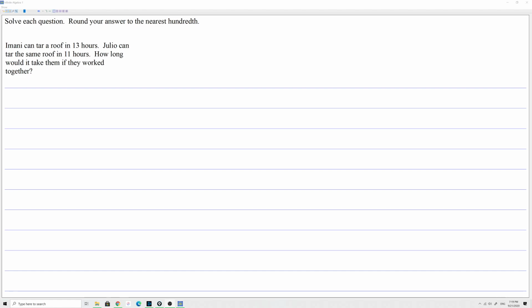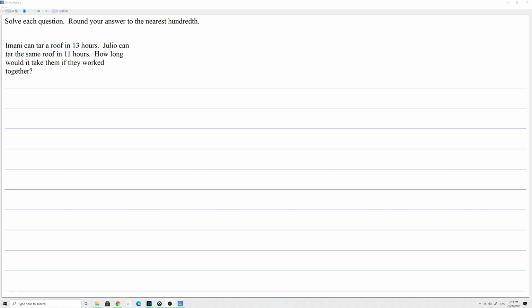Typically in class, when I have you do word problems like this, you just need to write down the equation, and then you can use the calculator to solve the equation. So if you need a refresher on how to solve an equation in the calculator, I have a YouTube video on that. So in this problem, we have two people that are tarring roofs.